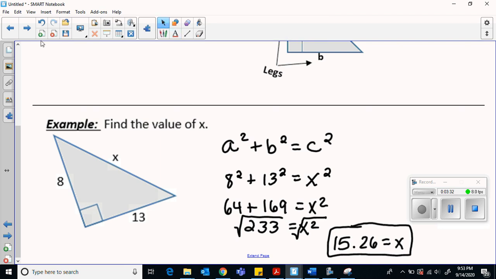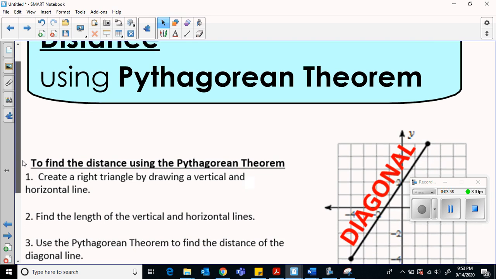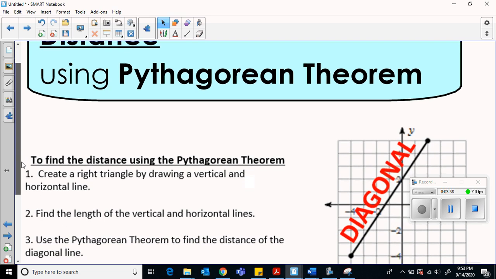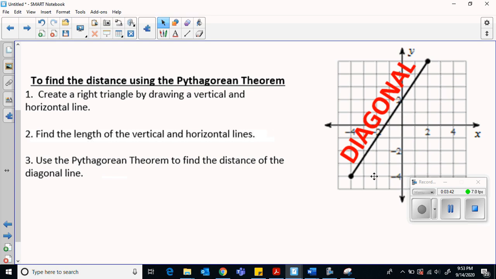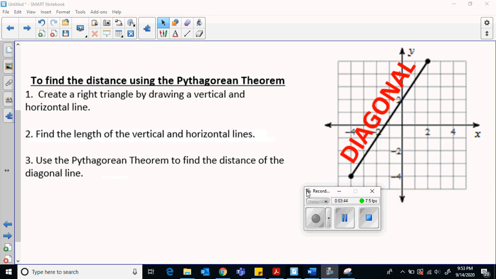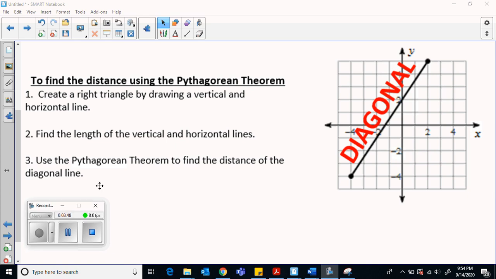Now, let's see how we use that to find distance. To use the Pythagorean theorem to find distance, we first have to create a right triangle, because remember, we can't use the Pythagorean theorem if we don't have a right triangle. So how are we going to do that? The first thing we're going to do is create a right triangle by drawing the vertical and the horizontal line. So I'm going to go ahead and start.